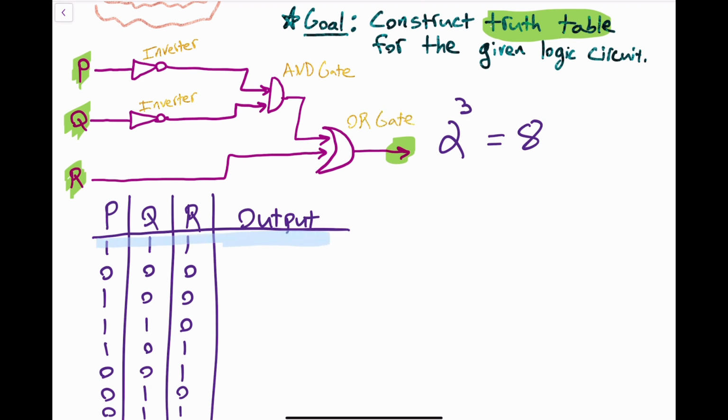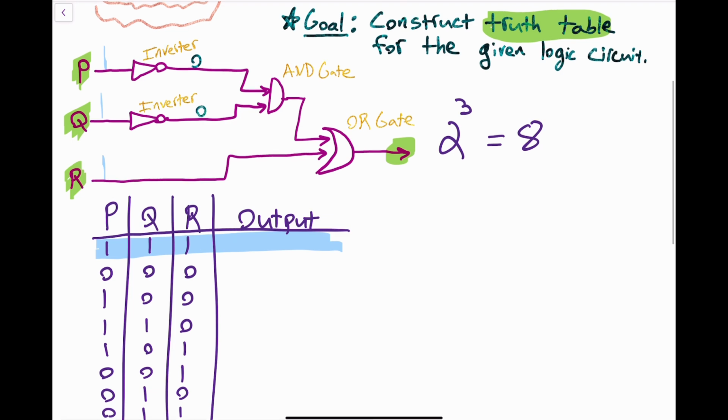Consider this first row. The inputs are 1, 1, 1. So this is going to be a 1, this is going to be a 1, this is going to be a 1. That P with that 1 goes to that inverter, so we get a 0. That Q, starting with the 1, goes through an inverter to get a 0. Now we have 0 and 0 with that AND gate. 0 and 0 is just 0. R starts with 1, goes to that OR gate, but so does that 0. So we have 1 or 0, which is just a 1. So that is our output.